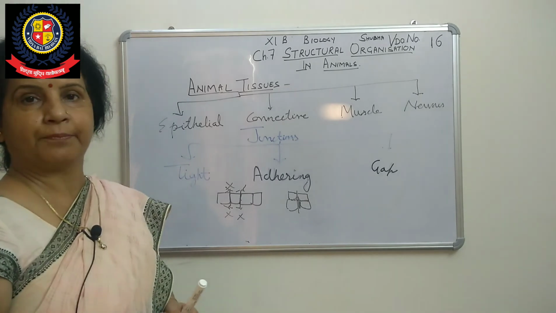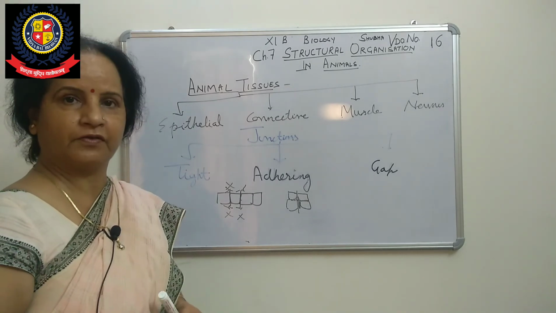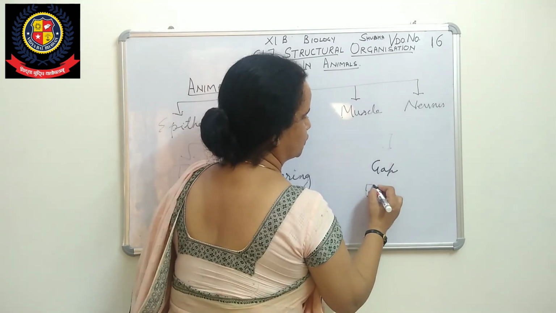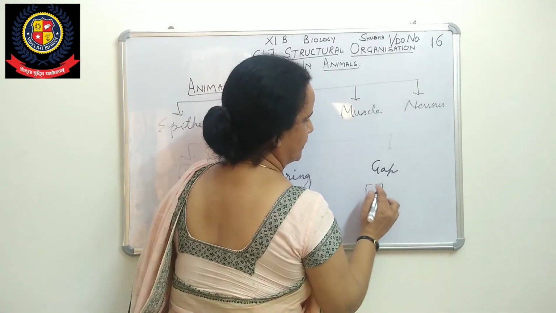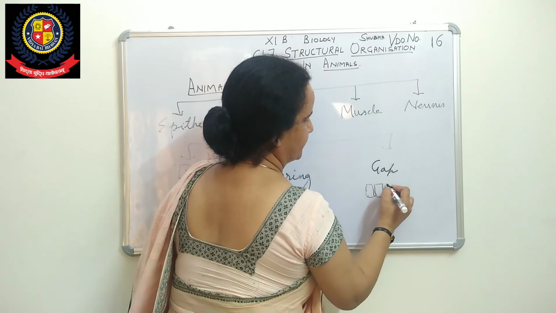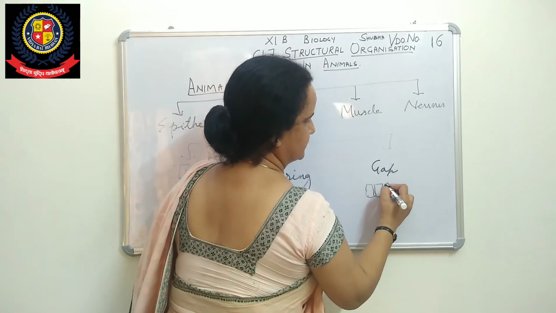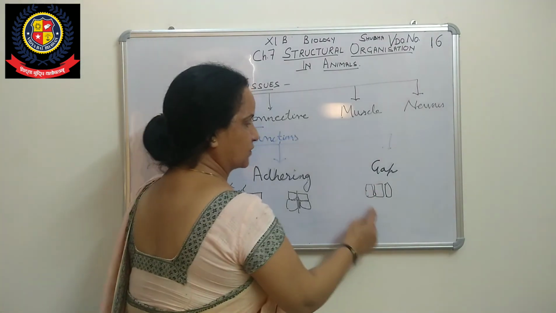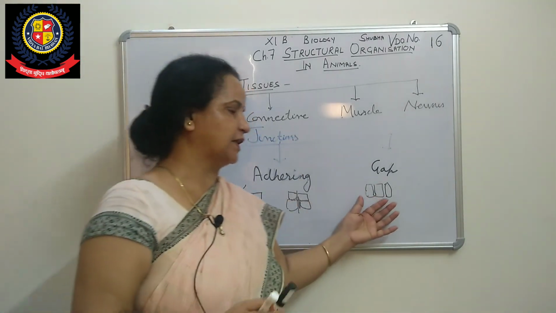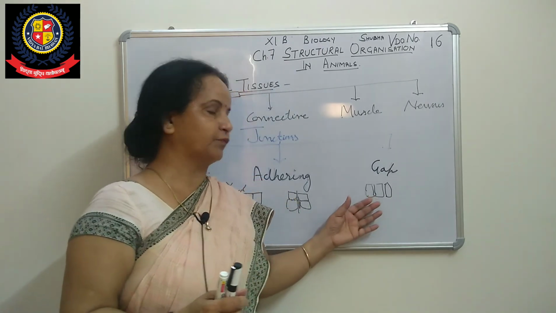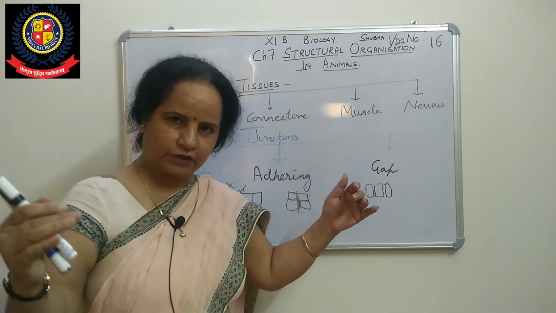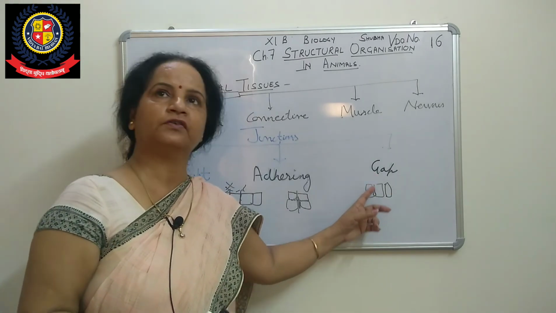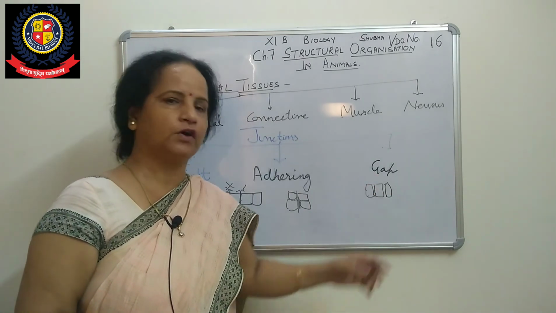Now the third one is the gap. Gap means leaving space. Some cells are having some gap between two cells. Through that space, things can transfer. When the two cells have to interact, interact means for the transport of materials and nutrients, that can move through this gap only. Otherwise, it cannot pass through.